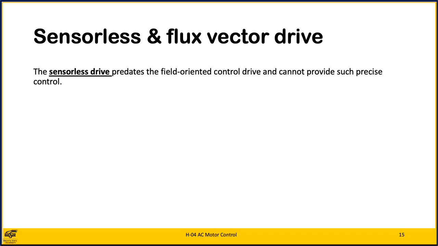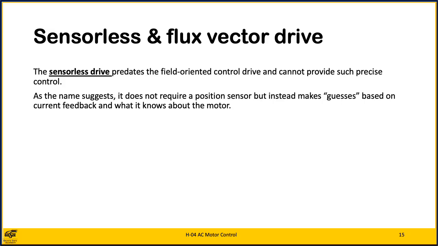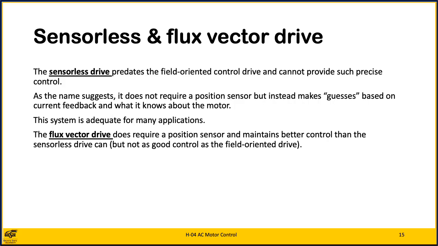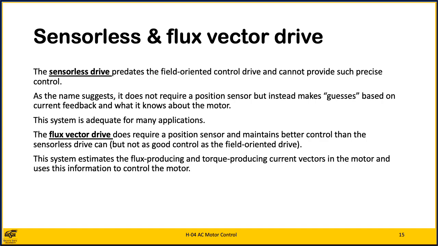The sensorless drive predates the field-oriented control drive and cannot provide such precise control. As the name suggests, it does not require a position sensor, but instead makes guesses based on current feedback and what is known about the motor. This system is adequate for many applications. The flux vector drive does require a position sensor and maintains better control than the sensorless drive can, but not as good control as the field-oriented drive.